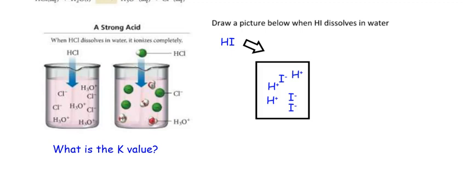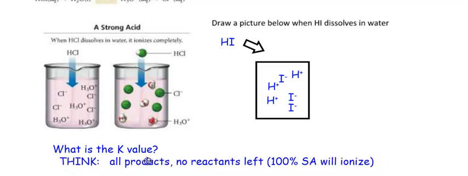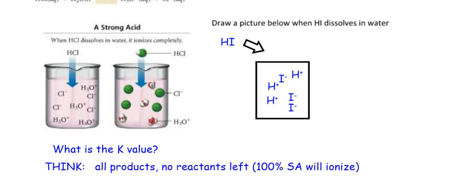Think about your products over your reactants. What are you going to get? Well, if you think about it, you have all products and no reactants. So if you do the P over R, with a big number on top and 0 on the bottom, what does that mean? K is equal to infinity. That means it is a huge, huge, huge value. So there's no reactants left. Why? Because 100% of the strong acid will always ionize. Will you keep that in the back of your mind? I'd appreciate that. Let's go to the next page.